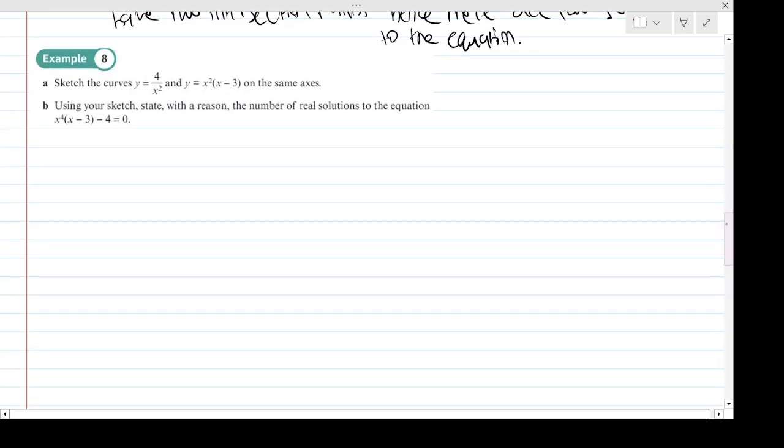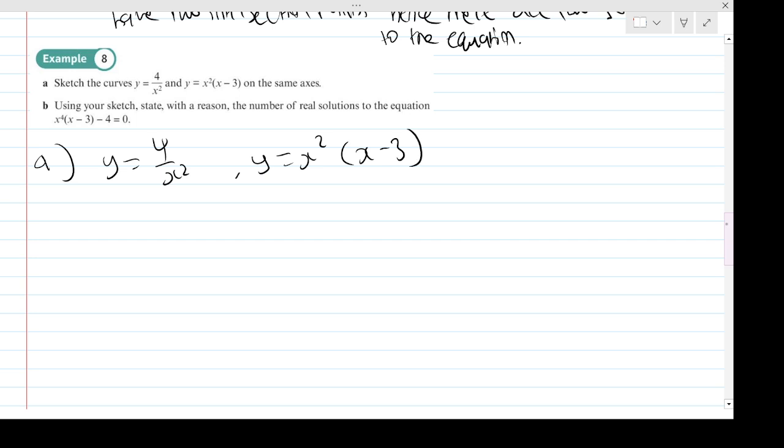We are then asked to sketch the curves y equals 4 over x squared, and y equals x squared times (x minus 3). Again, firstly, this is a reciprocal one. Well, 4 lots of 1 over x squared. Well, that's just 1 over x squared pretty much times by 4. All we care about is the 1 over x squared. That's the main bit. Multiplying by something doesn't change the graph, right? Doesn't change it. So just consider 1 over x squared again, like we did with b over x.